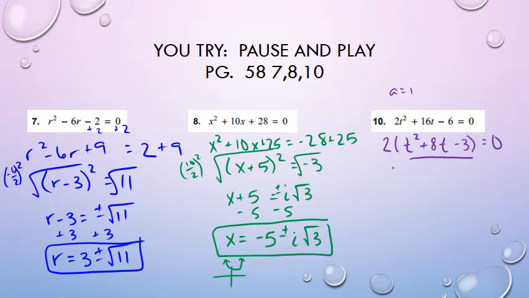Now, all I'm concerned with then is this middle part. So I'm actually going to work this question using just the middle piece. Okay, so I'm going to take 8, cut it in half, and square it, and that gives me 16. Add 16 to both sides. Okay, so I have t plus 4 squared equals 19.